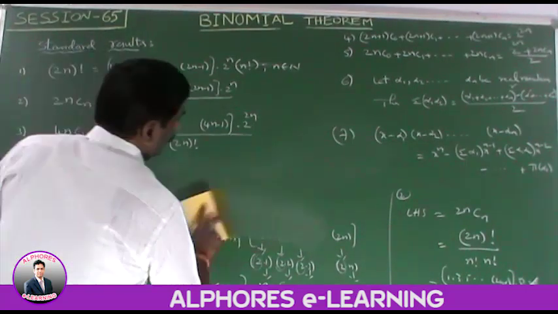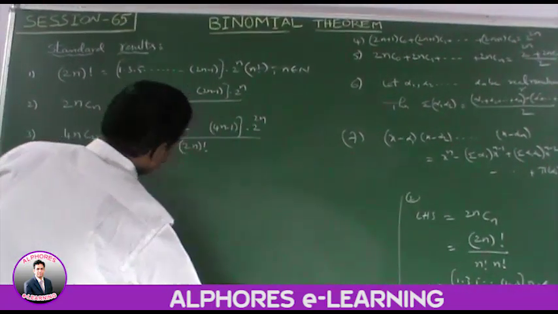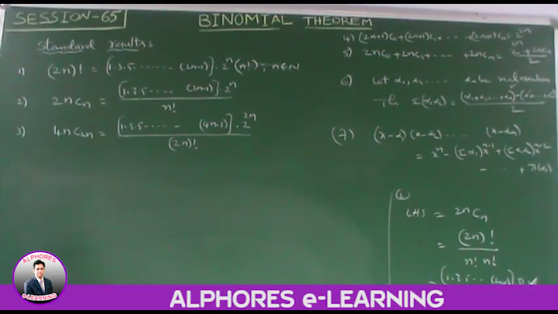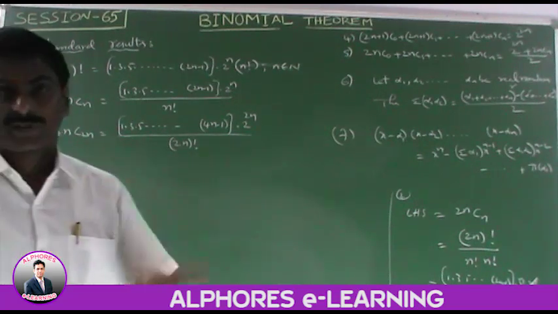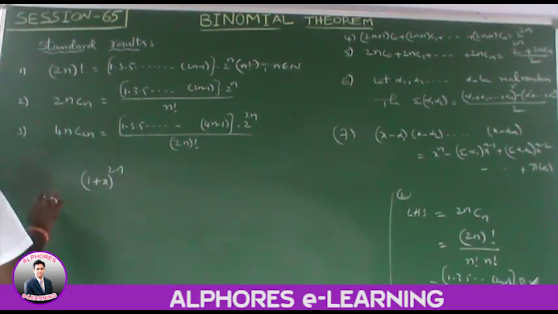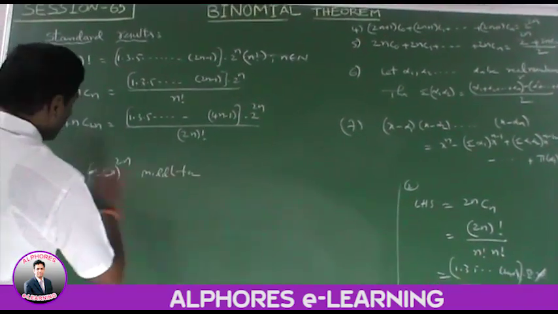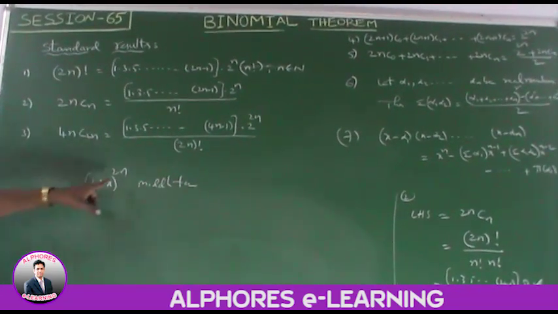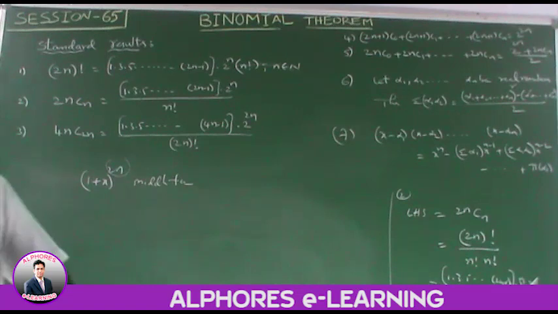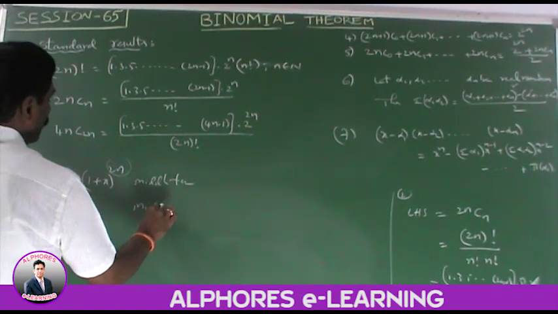Similarly, the third one also. 4nC2n is equal to 1 into 3 into 5 into so on (4n minus 1) into 2 power 2n by (2n)!. Generally, these are useful in multiple choice questions. Suppose the question is in this way: find the coefficient of the middle term in this binomial expansion. Here, what is the index? 2n. If the index is even, then we get only one middle term. That middle term is the (n by 2 plus 1)th term. That means, what is the middle term?